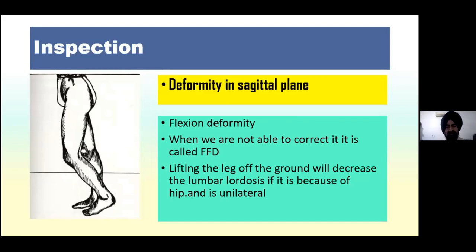When he has lifted the leg off the ground, the flexion deformity of the hip has become obvious, and at the same time it has decreased the lumbar lordosis because he has flexed the hip. If it is because of hip, it is unilateral. So if this is the scenario, on lifting the leg, lumbar lordosis is decreased. It means the pathology is at the hip. When the hip is brought back into its deformed position, that is fixed flexion deformity, the lordosis of the spine has decreased.